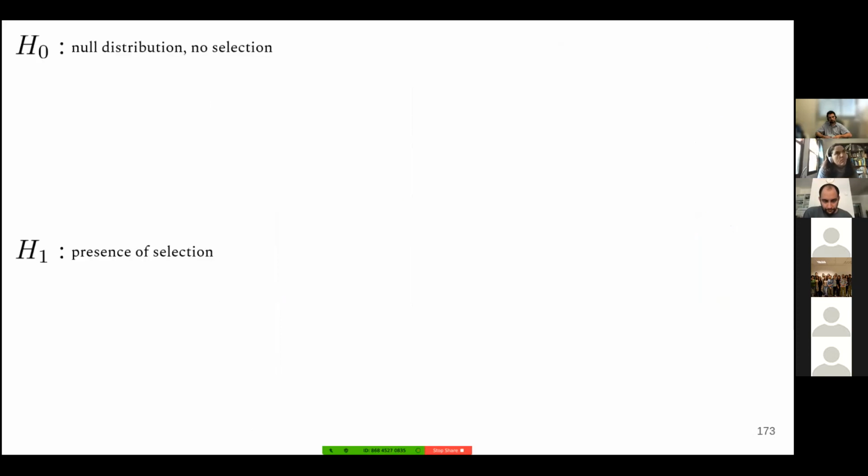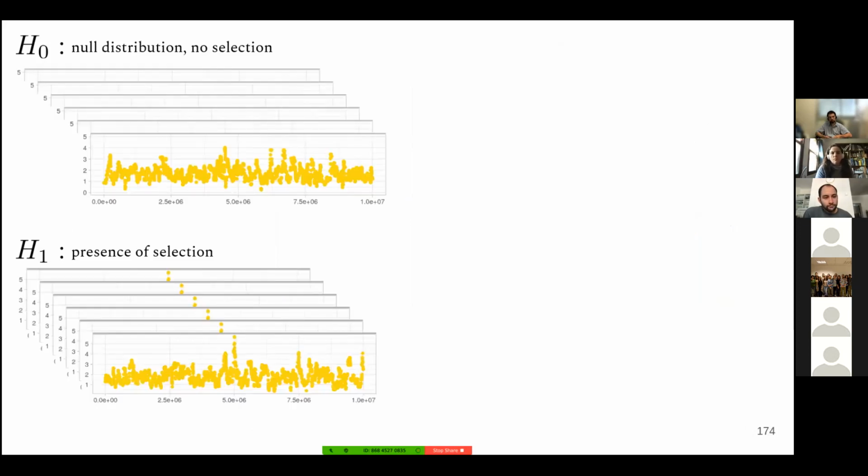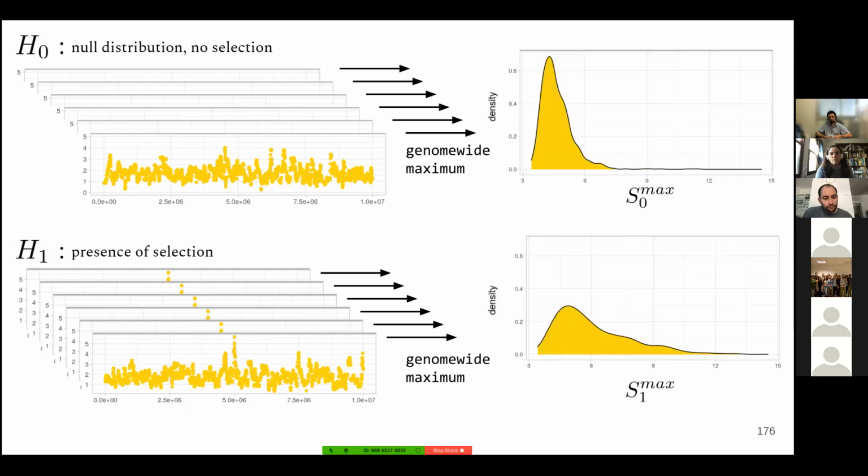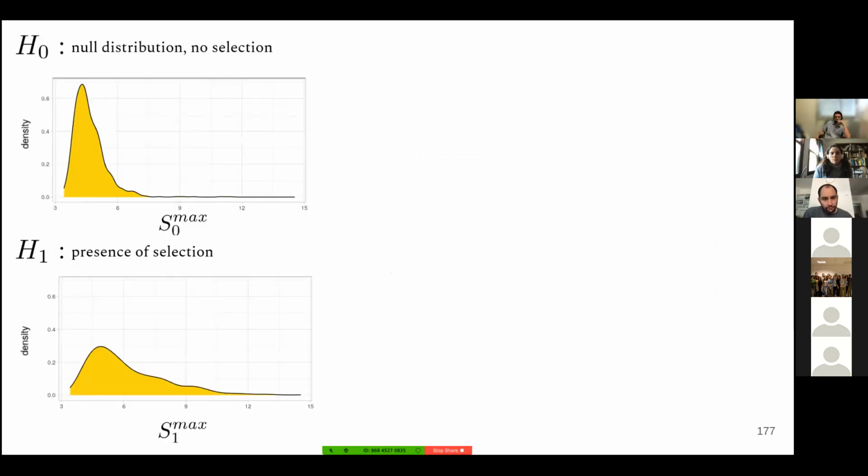So how do we compute the power of this statistic? Remember that the null hypothesis is no selection, with the alternative hypothesis being that the locus is being selected. So following this, under selection and neutrality, I computed the genome-wide maximum of the statistic for each replicate, S max for short, and obtained the empirical null distribution and then the empirical distribution under the alternative hypothesis. So with these distributions in mind, let us compute the power of the statistic.